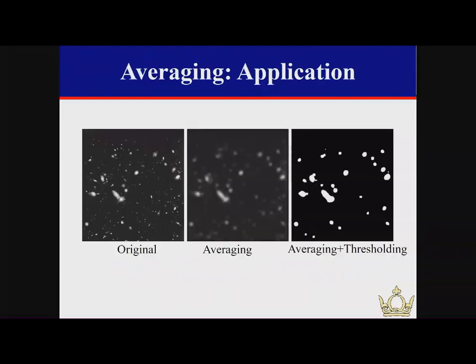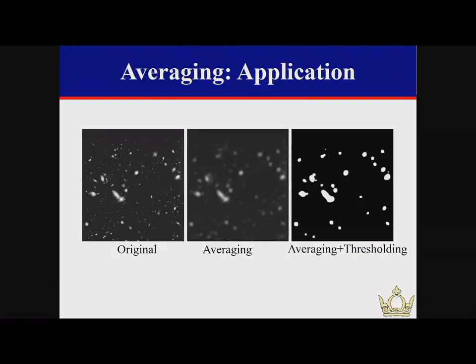Here's an application if we use averaging. Sometimes we use averaging like this. This is the original image, and after averaging we got something like this. We can see the small dots become darker, and bigger dots become brighter. If we use a threshold, converting values above a certain value to 1 and below it to 0, we may have a binary image like this.